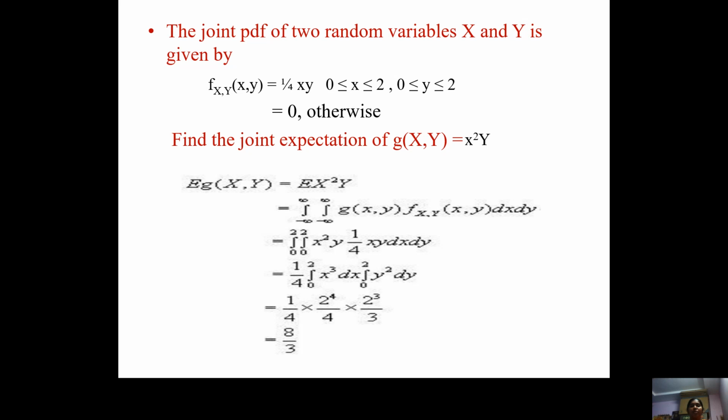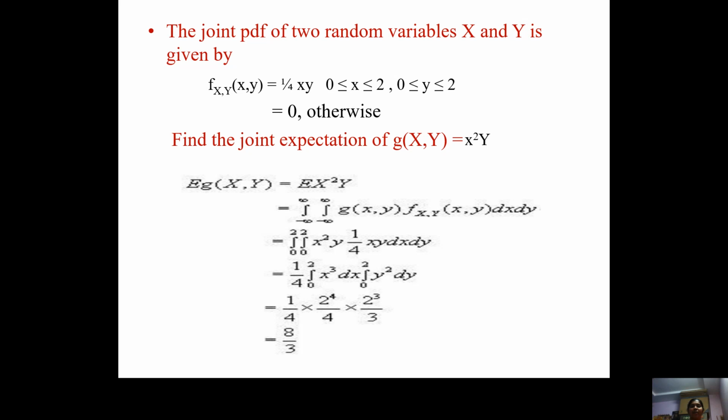So x is distributed over 0 and 2. Similarly, y is distributed over 0 and 2. Because they are jointly distributed random variables, that is the reason we have taken the limits for both integrals as integral 0 to 2 and integral 0 to 2. So g of xy is x square y and fxy of xy is 1 by 4 xy dx dy. So here we have x square and x, so x square into x is x cube, and y into y is y square.